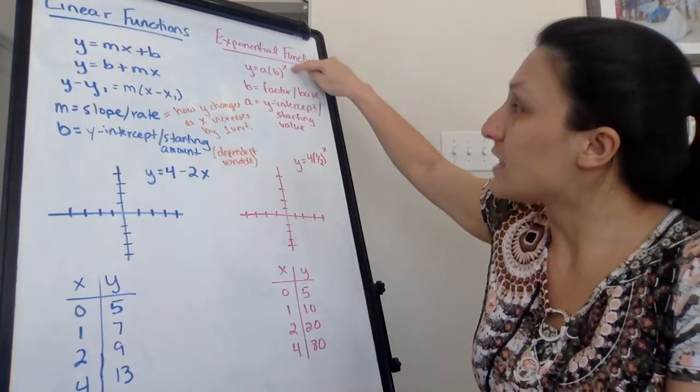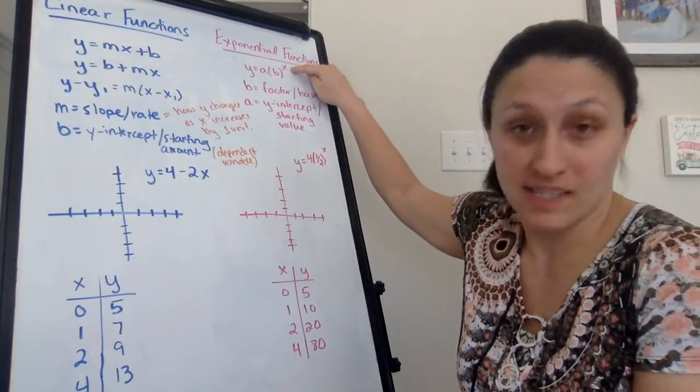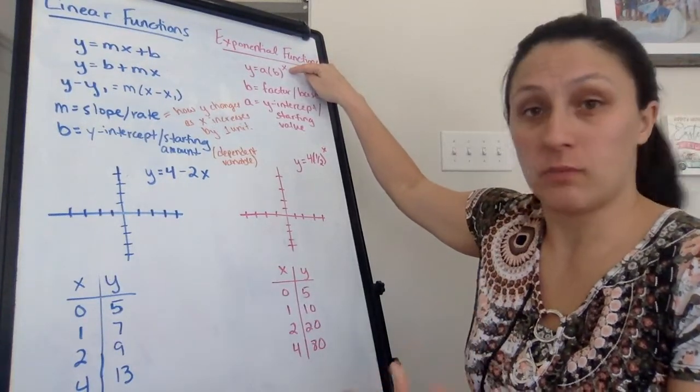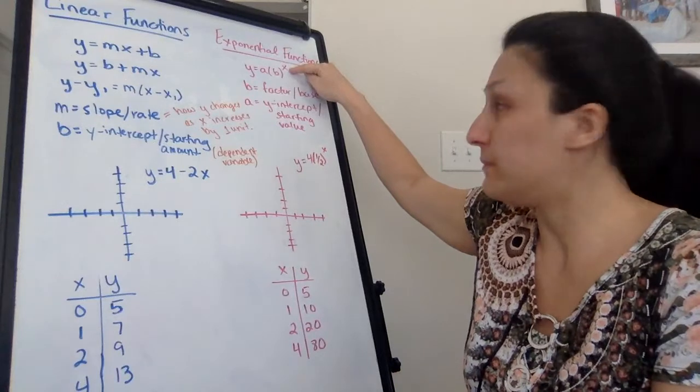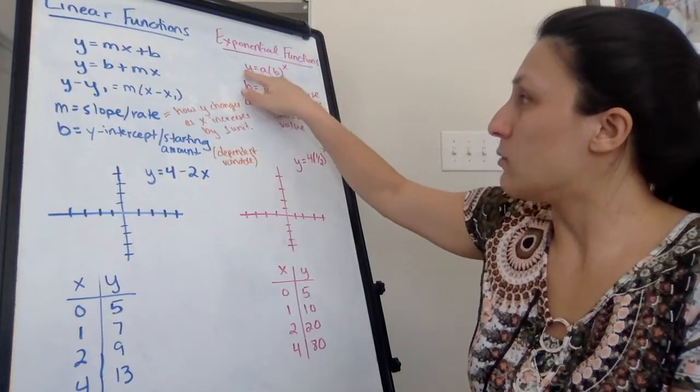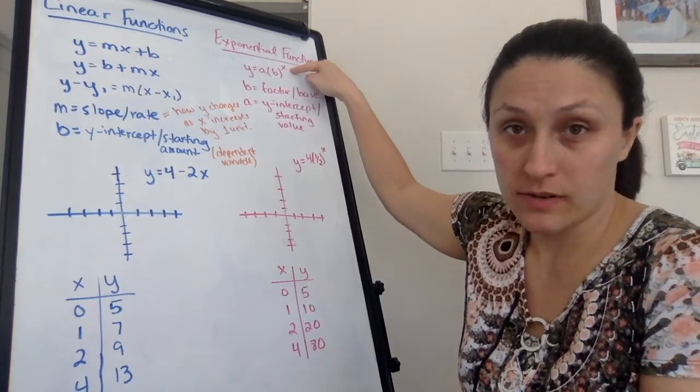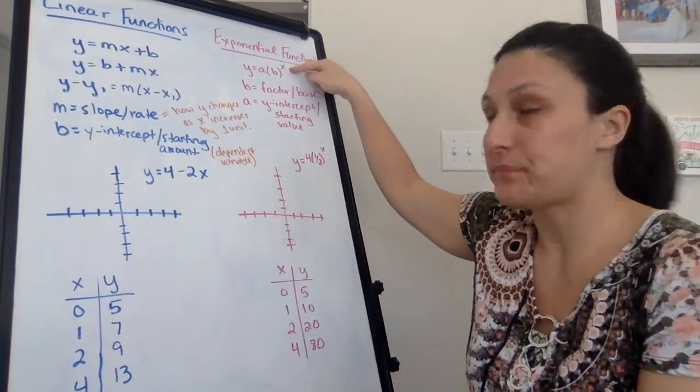Exponential functions have an exponent, hence the name exponential functions. And the exponent is the x, or the independent variable, whatever you want to name it. So they take the form y equals a times b to the x power. So that puts the x in the exponent.